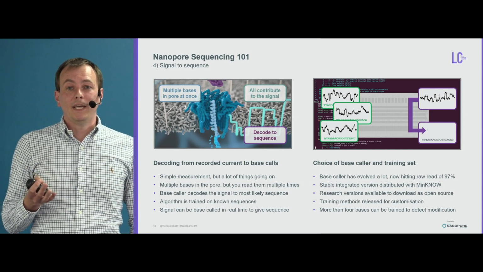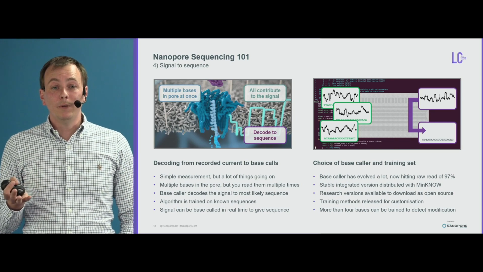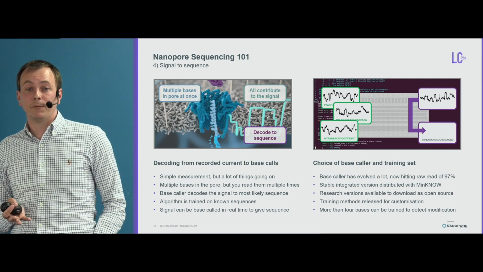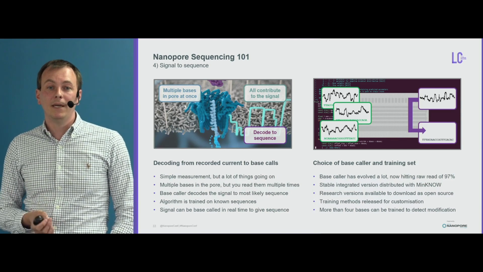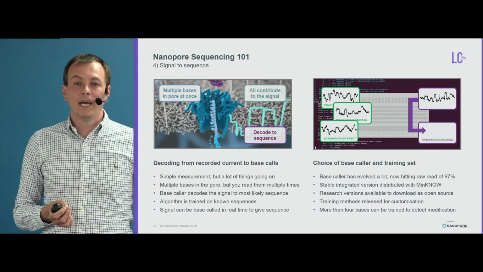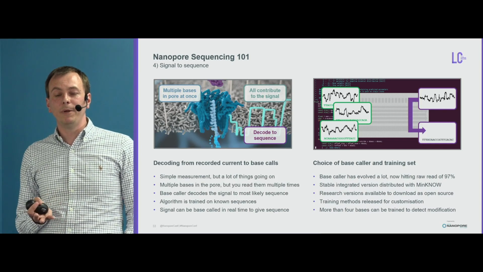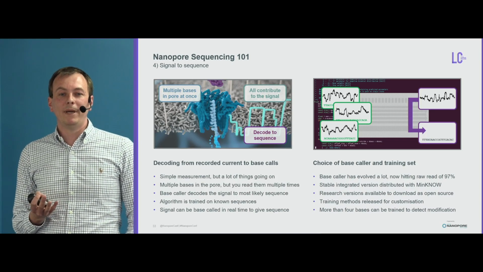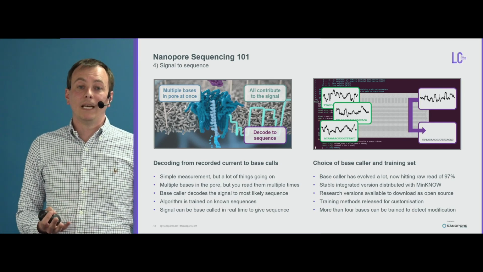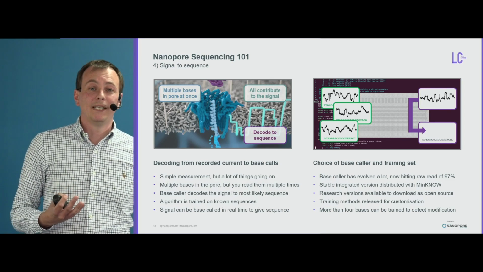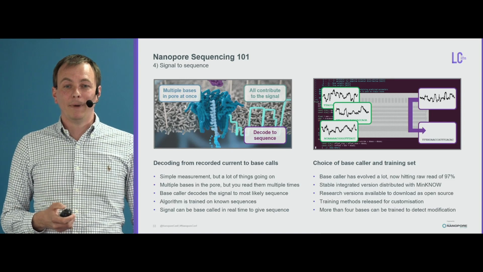The raw read accuracy is now at 97% modal. We've got a stable version that's distributed in MinKNOW with Guppy. We also have lots of research versions, and Stu will talk through those up next. And not only do we make the basecaller available, we also make the training methods available so that people can train their own data sets, and that's particularly important for things like modified bases.